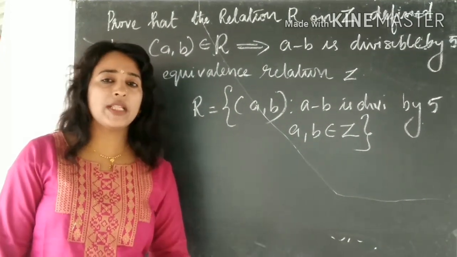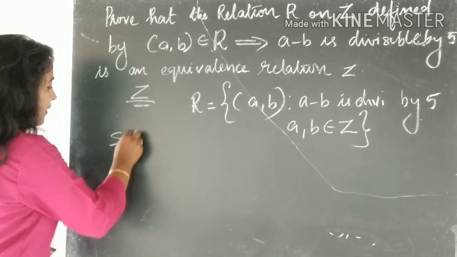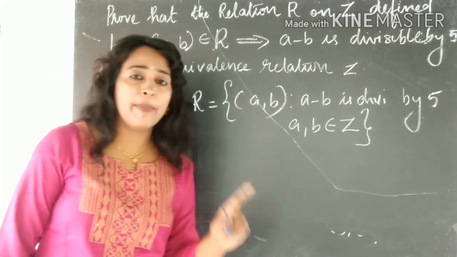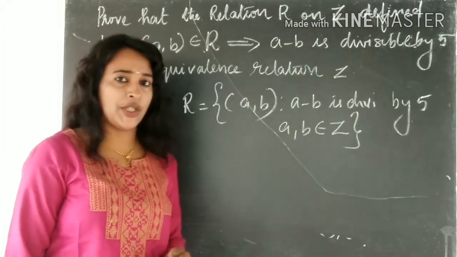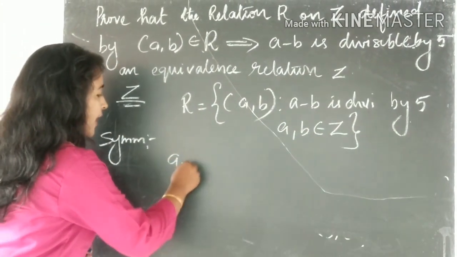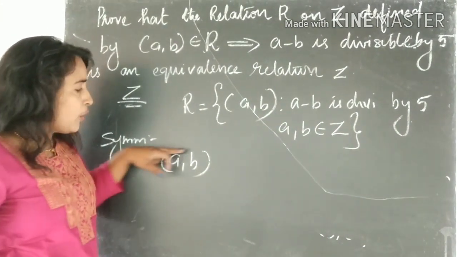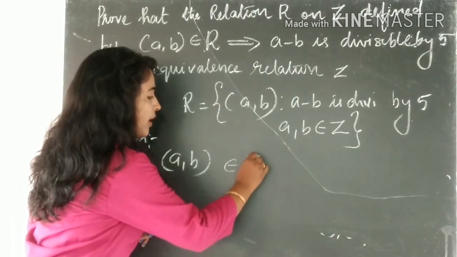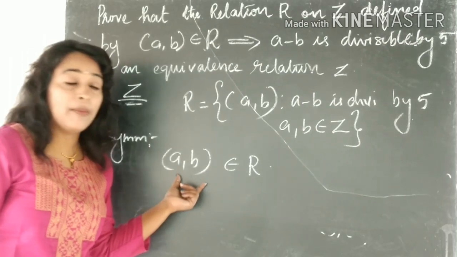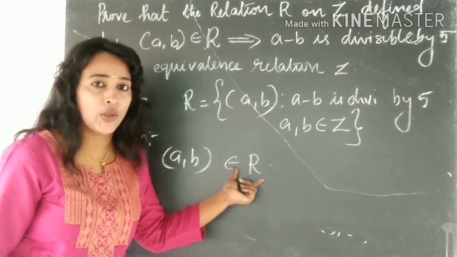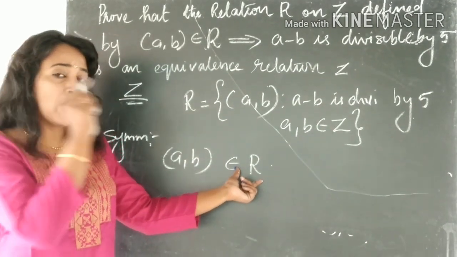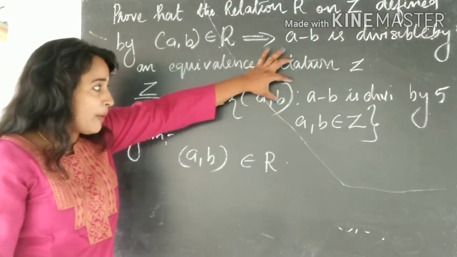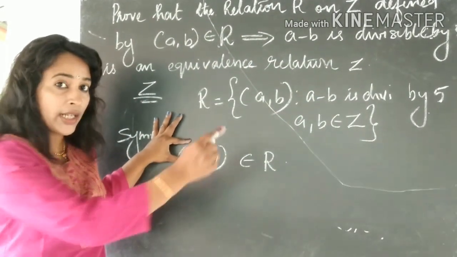Now, move to the second one, symmetry. For that, if ordered pair AB is present in the relation, take one ordered pair AB. For any two A and B belonging to the integers, AB belongs to the relation. We assume AB is there. And why does it belong to the relation? Because it satisfies the property.